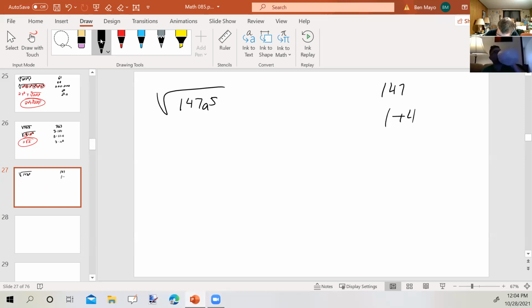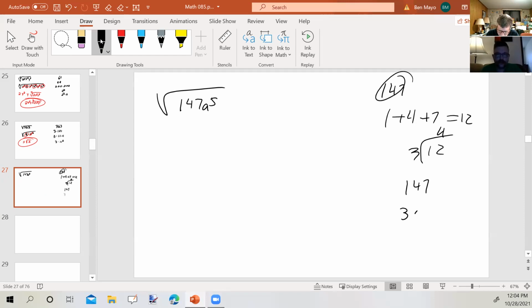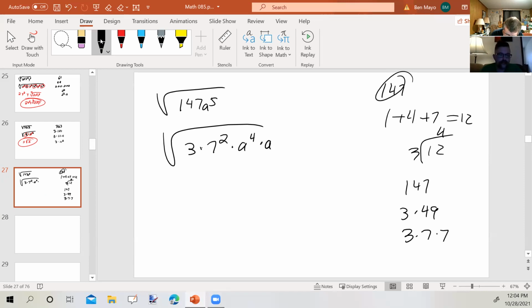If you add up all the digits and the sum of the digits is divisible by 3, then the original number is divisible by 3. So that means 3 goes into it, what, 49 times. So 3 times 7 times 7. So I could write this as 3 times 7 squared times a to the 4th times a.